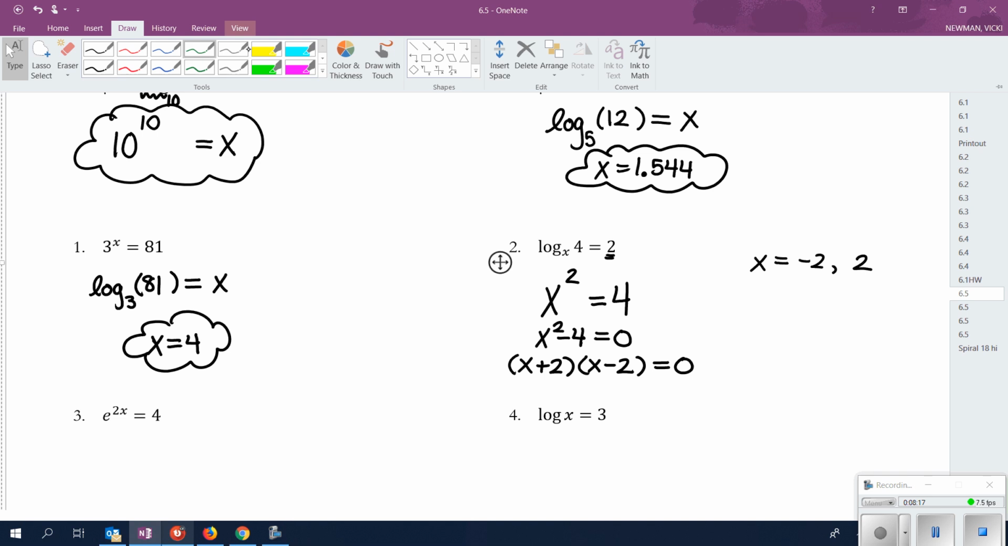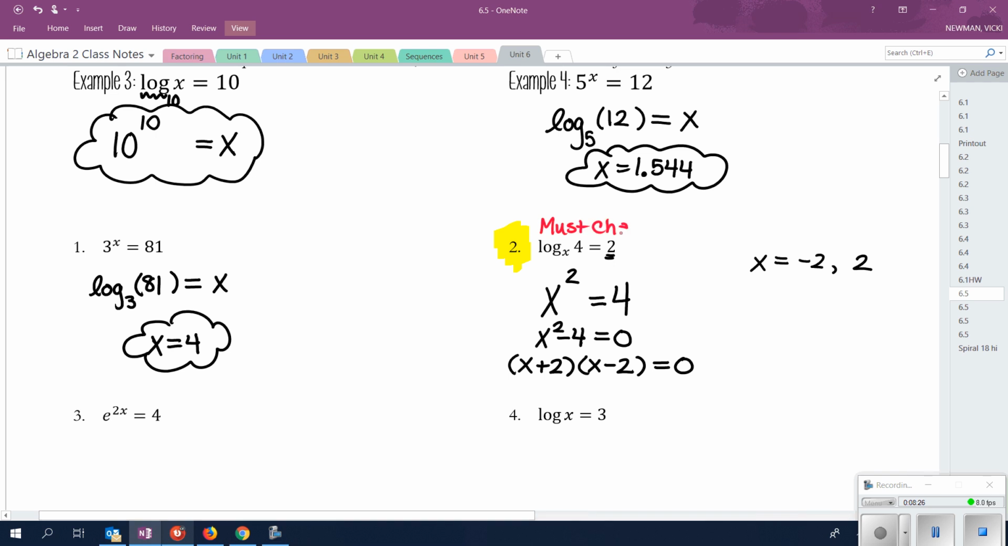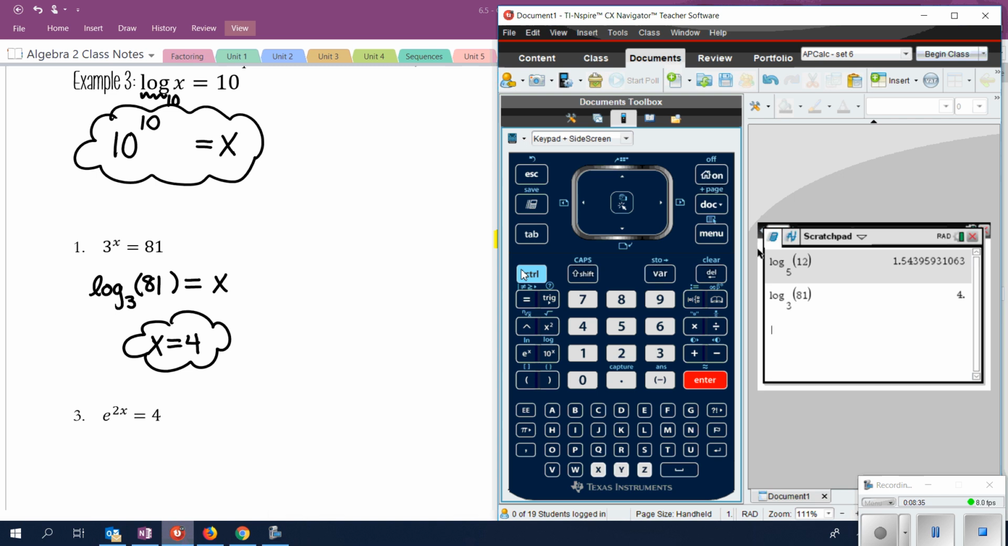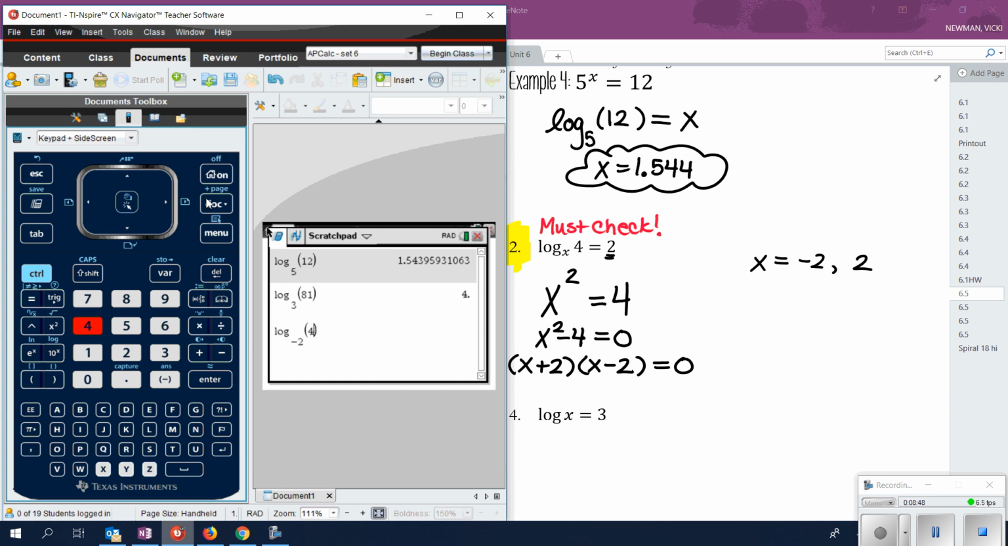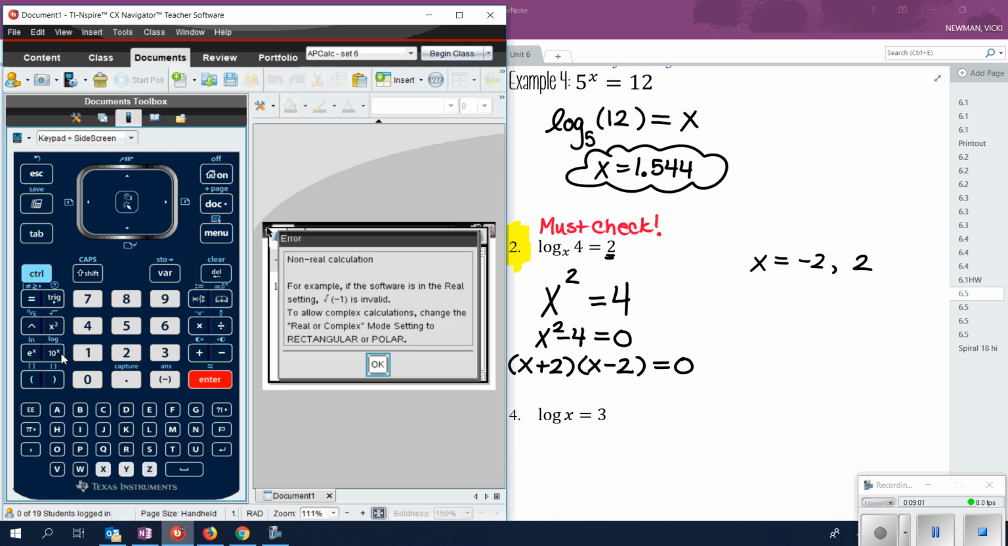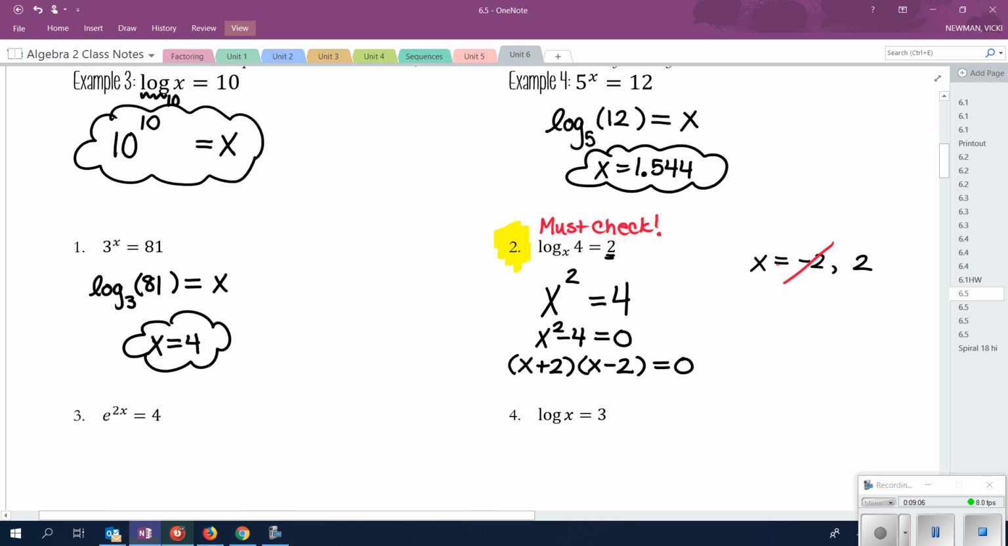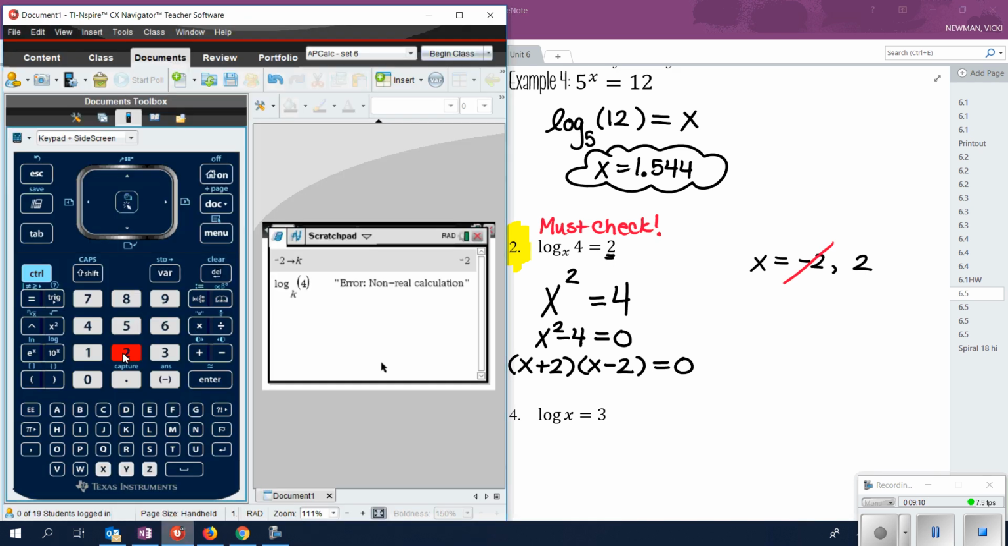And you should remember from yesterday that in log equations, you must check your answer from a log equation. So let's go back to our calculator. Log base x of 4. Log base -2 of 4. Okay, let's store -2. I like to use k. So log base k of 4 should be equal to 2. It tells me there's an error. Uh-oh, so that means it can't be -2. Now I'm going to check +2. Is that equal to 2? Yeah. So just one answer.